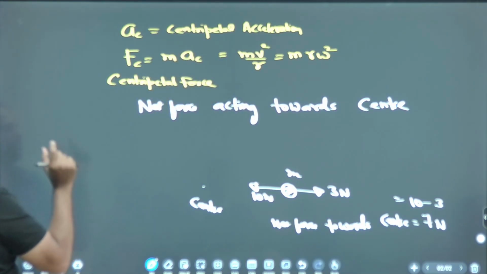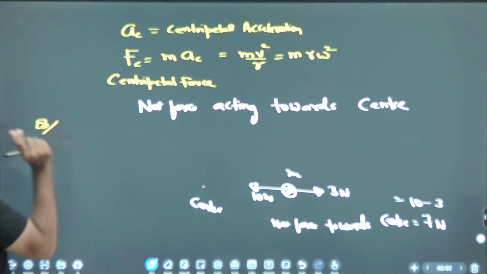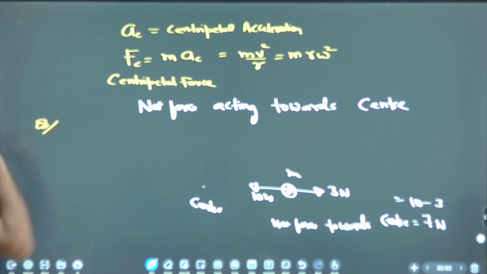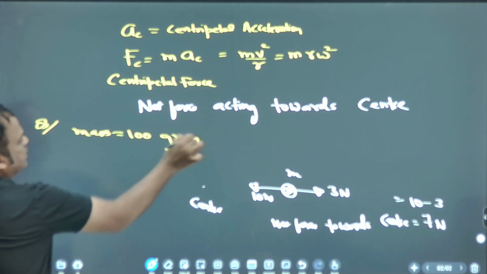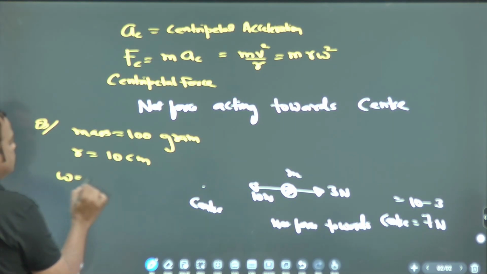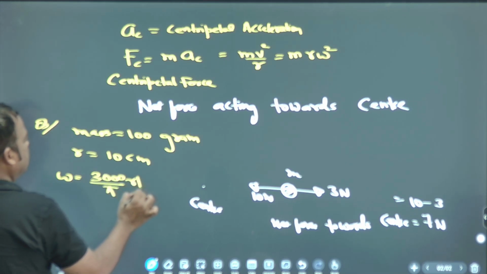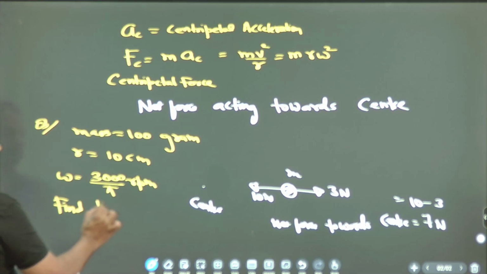Now let's solve some basic numericals. So write down the first question. Note down. Now I will give radius in centimeter, mass in gram, and omega in RPM. Clear? You have to calculate the centripetal force. Note down, mass is 100 gram, radius is 10 centimeter, and omega is 3000 by pi RPM. Find the centripetal force, FC.